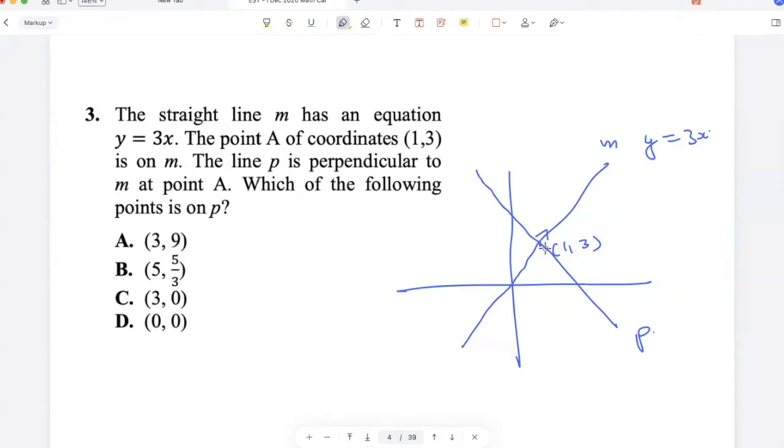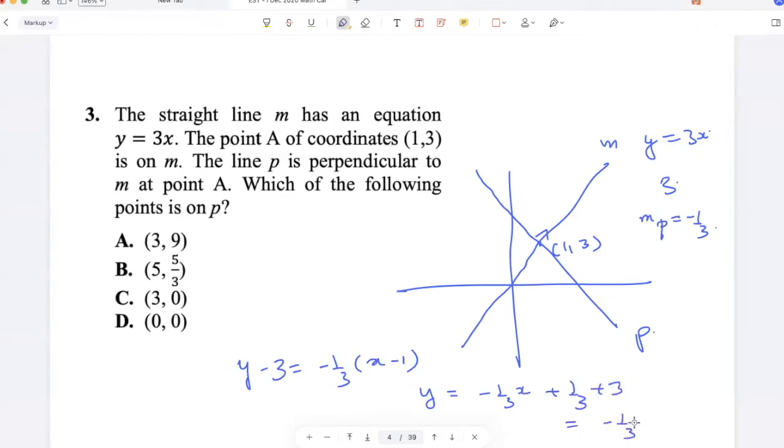You know that the slope of M is 3. So this is the slope of M. So the slope of P would be -1 by 3 because perpendicular line slopes are negative reciprocals. So for P, I can say y minus 3 is -1 by 3, x minus 1, right? So y is -1 by 3x plus 1 by 3 plus 3. So that's -1 by 3x plus 10 by 3.